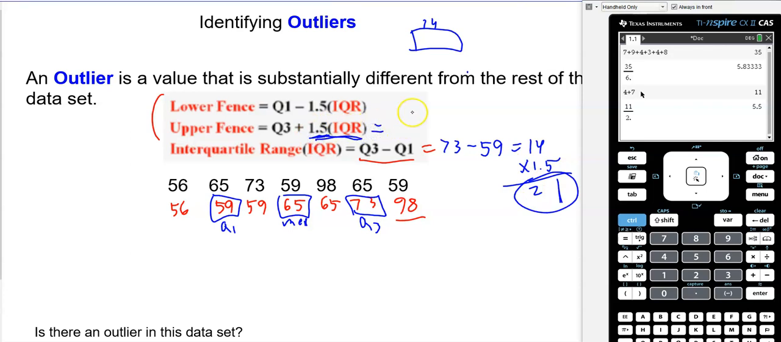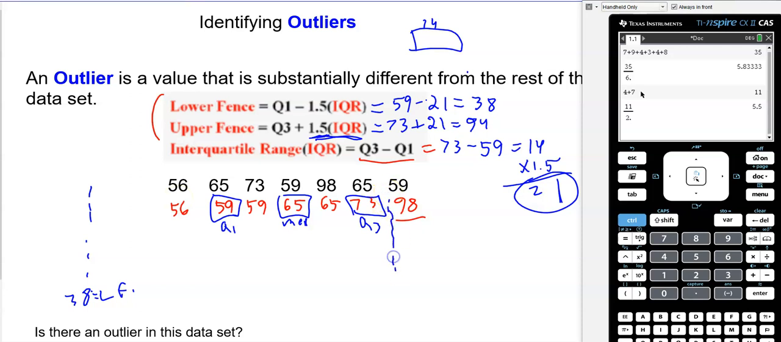This is going to be Q3, which is 73, plus 21, which is 94. And this one's going to be Q1, which is 59, minus 1.5 IQRs, or 21, which is 38. So the lower fence is at 38, right? None of our values are smaller than 38, so we don't have outliers on the left-hand side. However, our upper fence is 94. So 98 is clearly past our upper fence, so this is definitely an outlier.